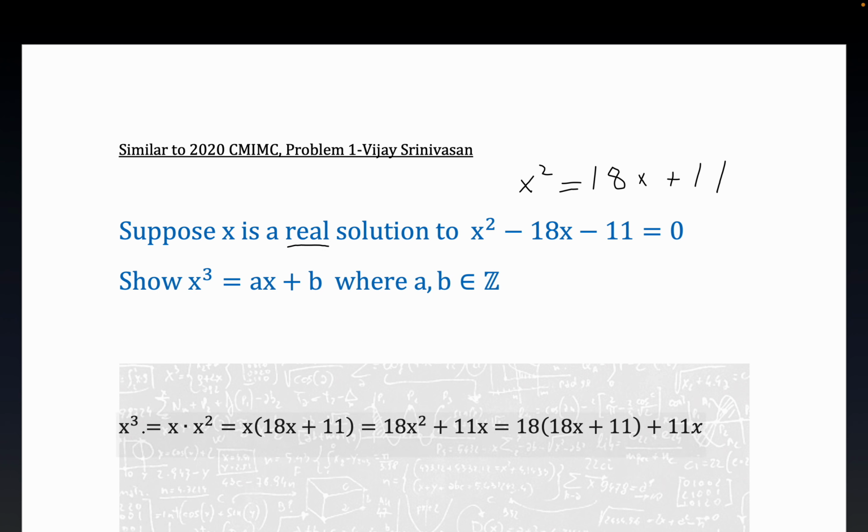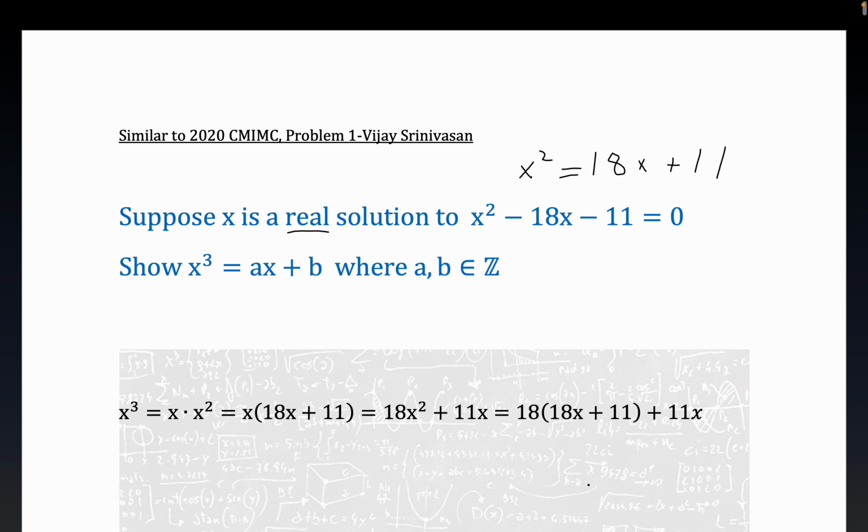Okay, so again, all this is very straightforward here. x cubed is equal to x times x squared. Well, x squared is 18x plus 11. There you go. When you multiply this out, you have x squared again, so you substitute it twice. It's just a double substitution. Not super challenging.